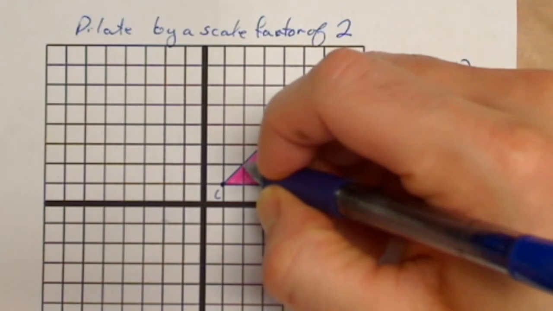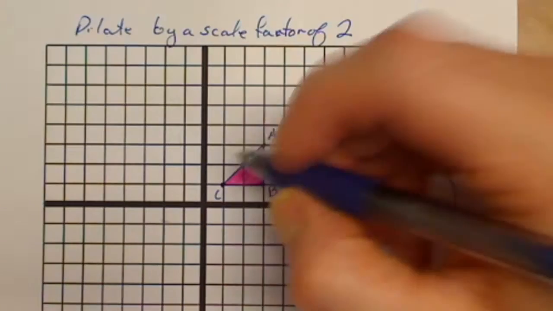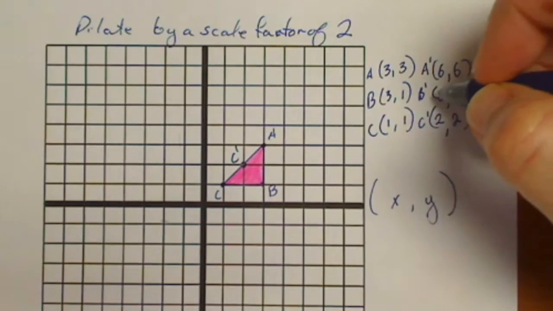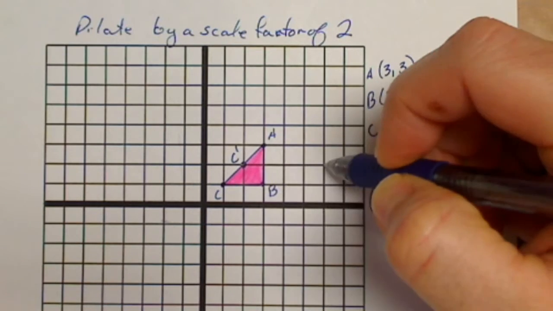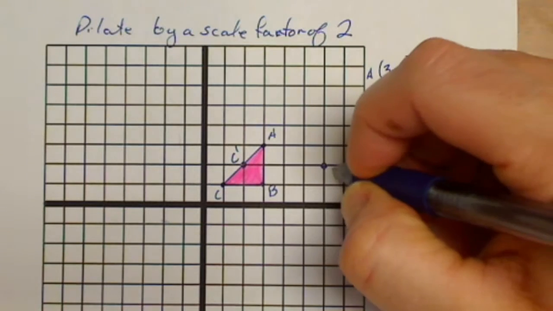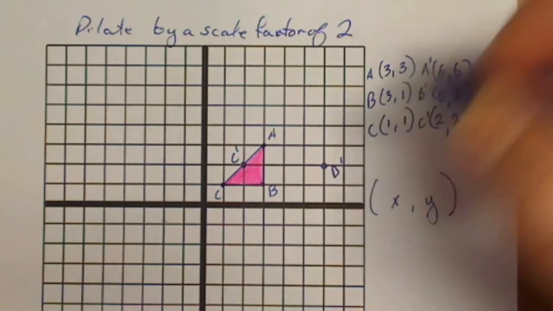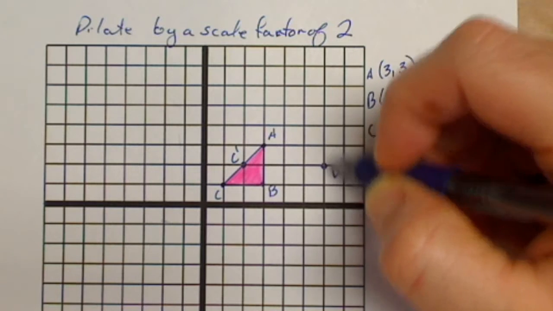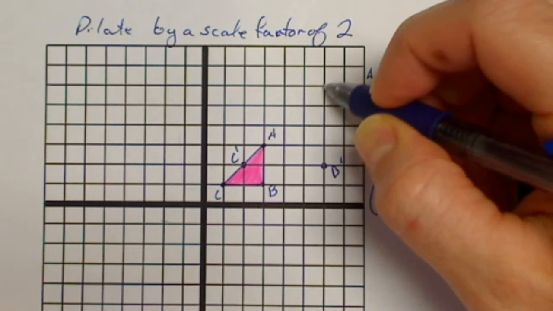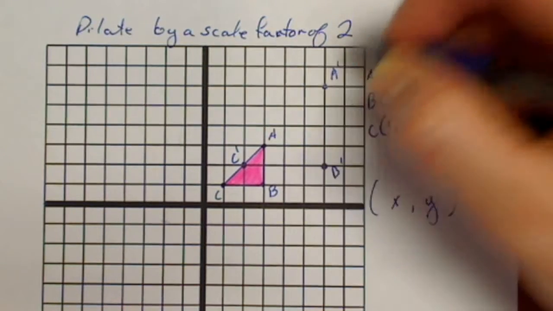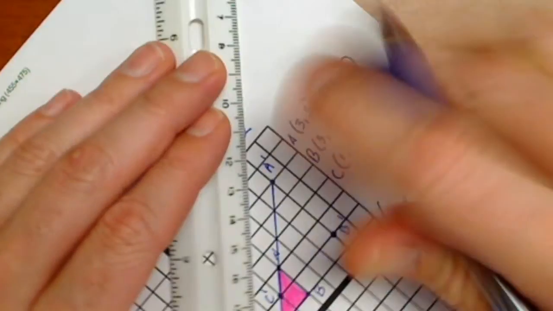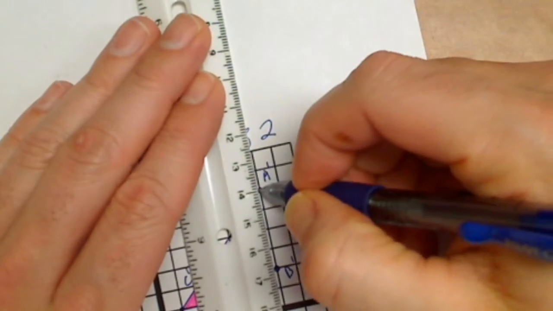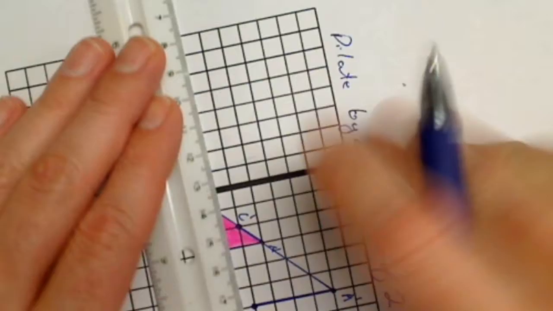So C prime is now going to be at 2, 2. That's C prime. B prime is going to be at 6, 2. 1, 2, 3, 4, 5, 6. 1, 2. And then A prime will be at 6, 1, 2, 3, 4, 5, 6. And so my new triangle now looks like this.